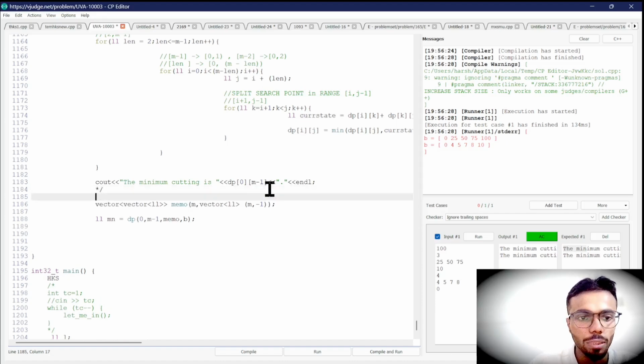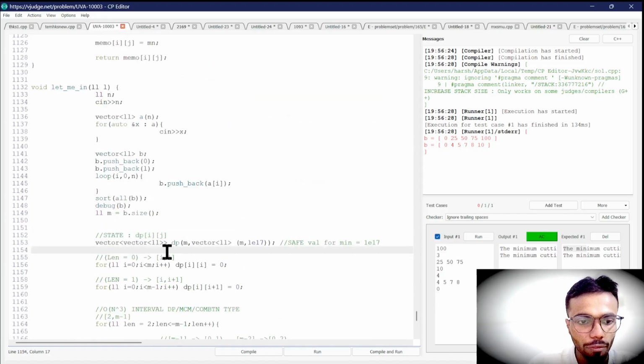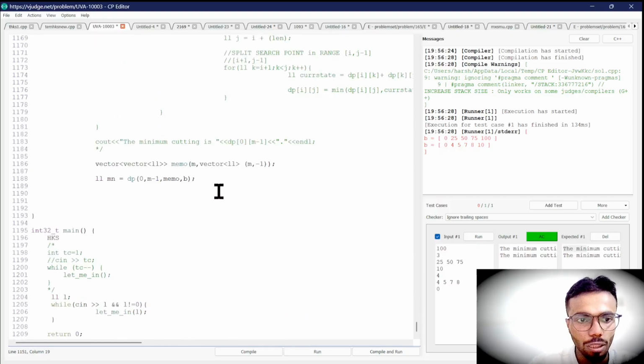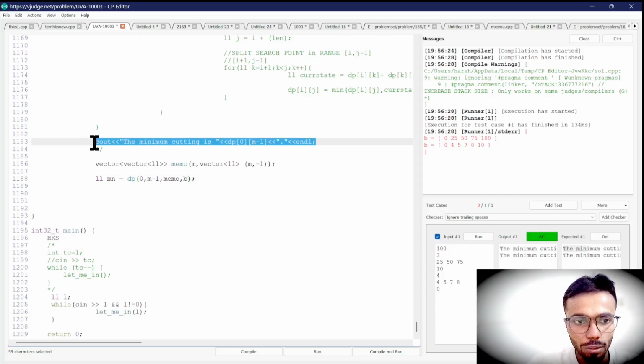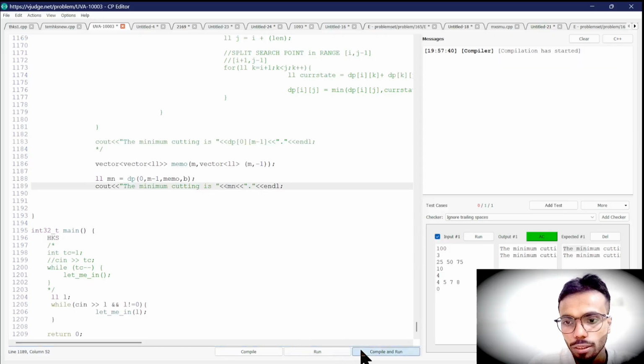This I had commented out in the past, I just uncommented it. Yeah, fine. So I just need to print the minimum cost. And what could it be? Just the minimum, right? Let's just go for it.